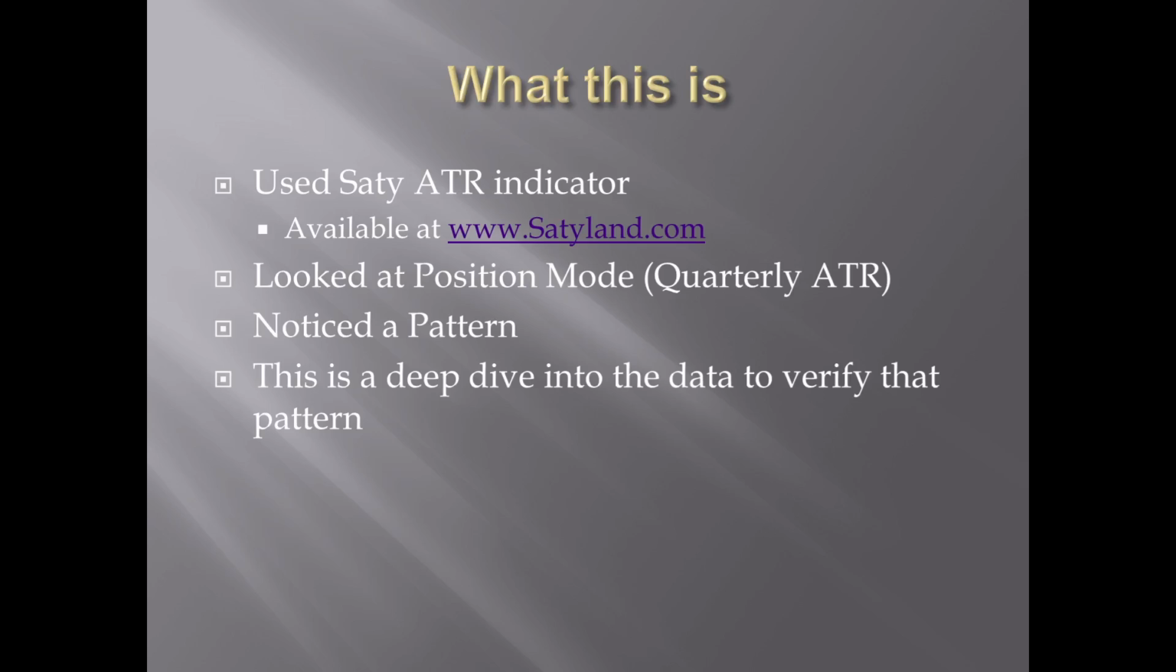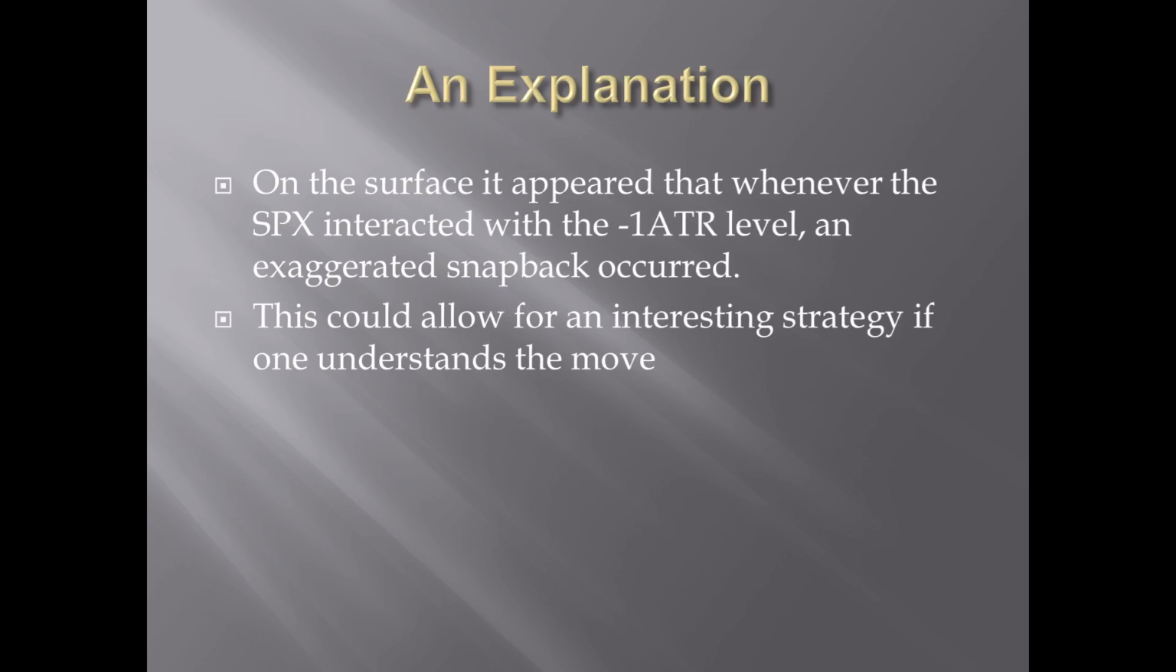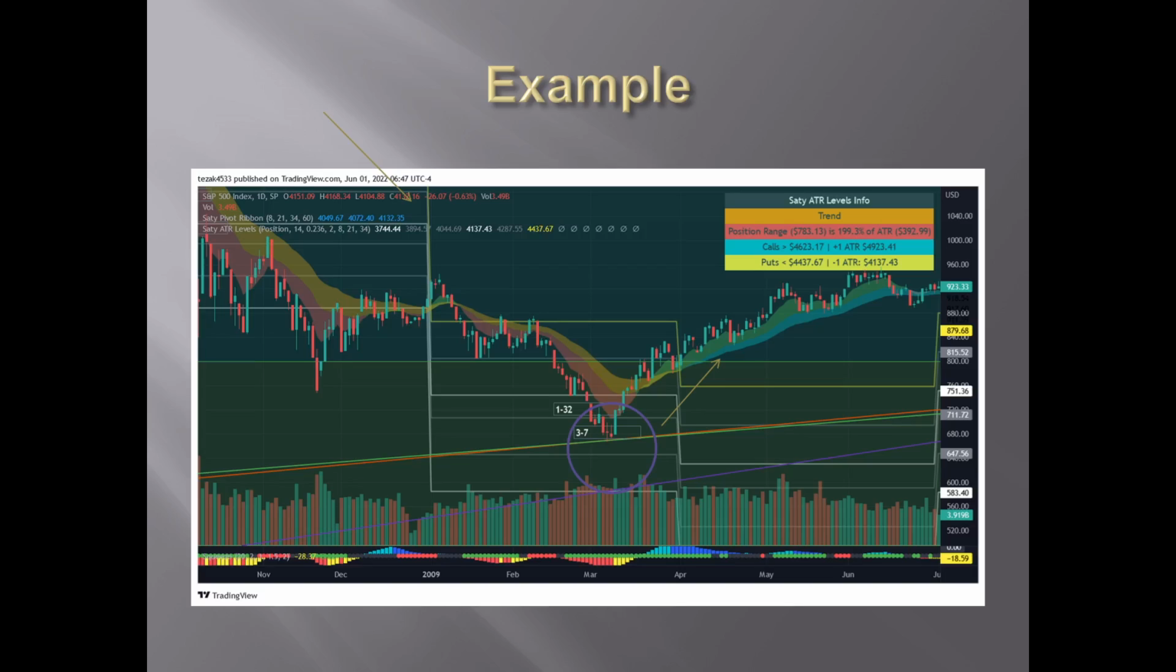I noticed a sort of pattern every time this happened, and I wanted to verify that this pattern was real and I wasn't just imagining things, because I didn't want to be a tinfoil hat kind of guy, even though maybe it'll seem that way as we go on. On the surface at least, it looked like whenever the SPX interacted with this -1 ATR level, you get an exaggerated sort of snapback. So I thought this could be an interesting strategy if you knew what you were looking at and could use it appropriately. So here's my example, right?